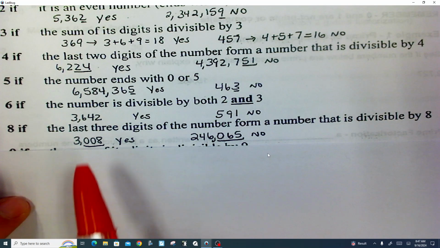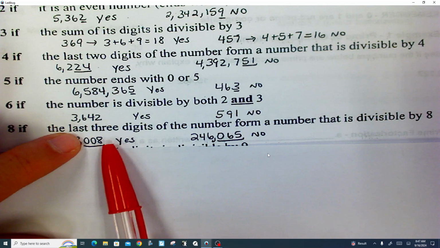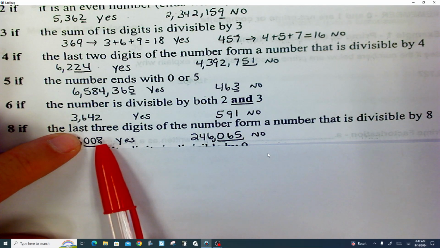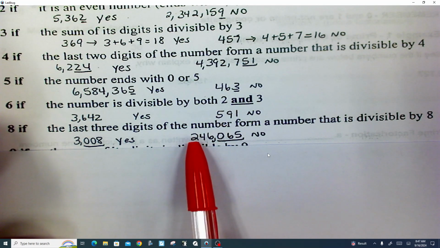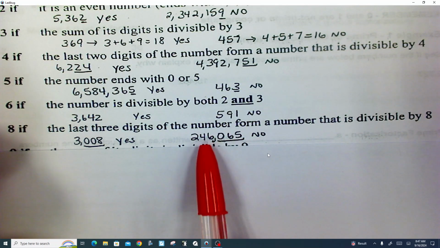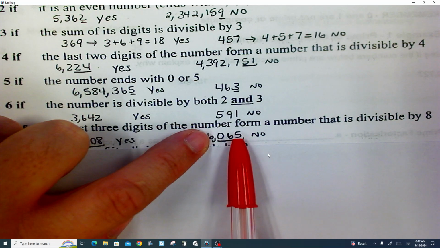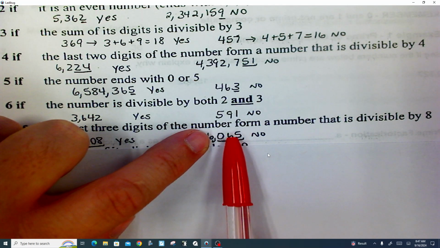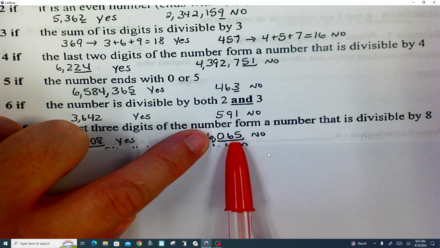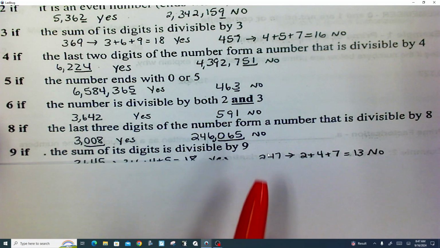So you can see right here 3008. What's the last 3 numbers of it? 008. Is 8 divisible by 8? Yep. For this one right here, 246,065. You can see these are the last 3 numbers. That would be 65, right? 65, is 65 divisible by 8? No. And then we get to 9.